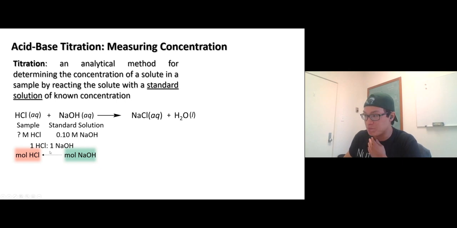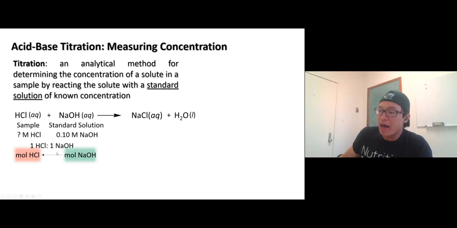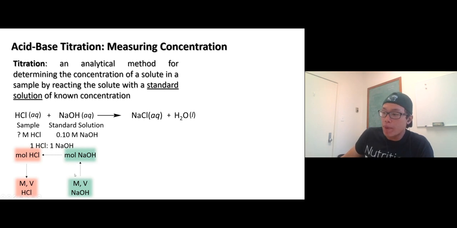If you know the concentration and the volume of the standard solution, which we do, you can calculate for mole, right? n equals MV, you remember that? From moles of sodium hydroxide, you can calculate moles of hydrochloric acid. It's a 1-to-1 ratio. And then from moles of hydrochloric acid, if you know the volume of the sample, you can calculate the molarity of the unknown solution. Now, the difficult part.